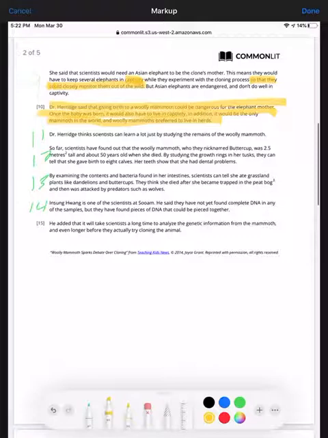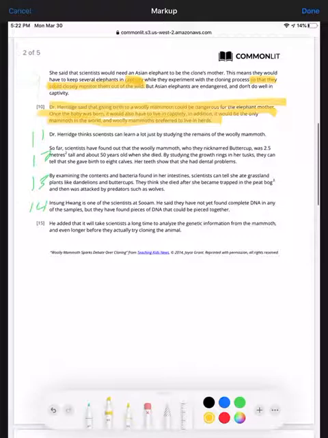By studying the growth rings in her tusks, they can tell that she gave birth to 8 calves. Her teeth show that she had dental problems. By examining the contents and bacteria found in her intestines, scientists can tell she ate grassland plants like dandelions and buttercups. They think she died after she became trapped in a peat bog and then was attacked by predators such as wolves.